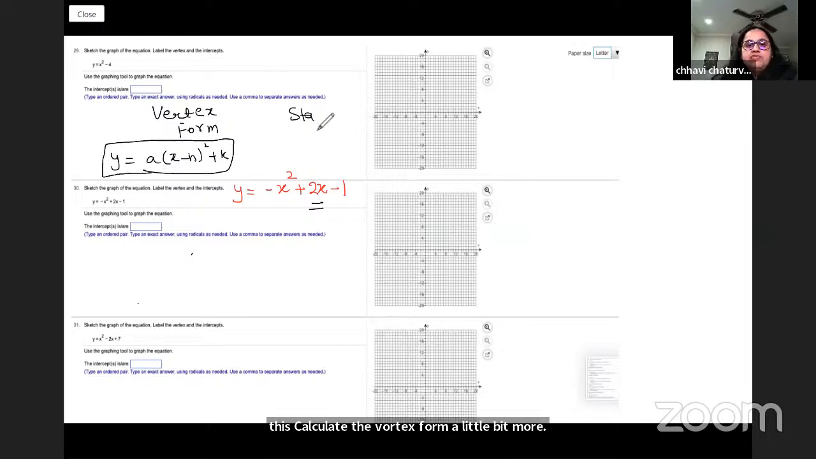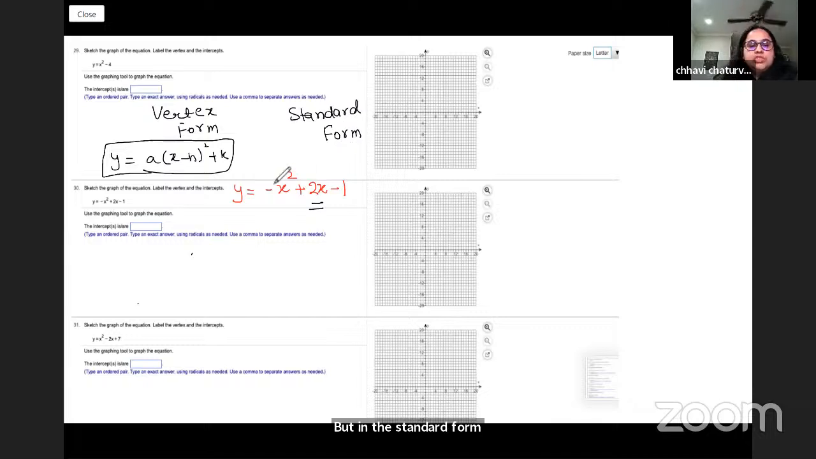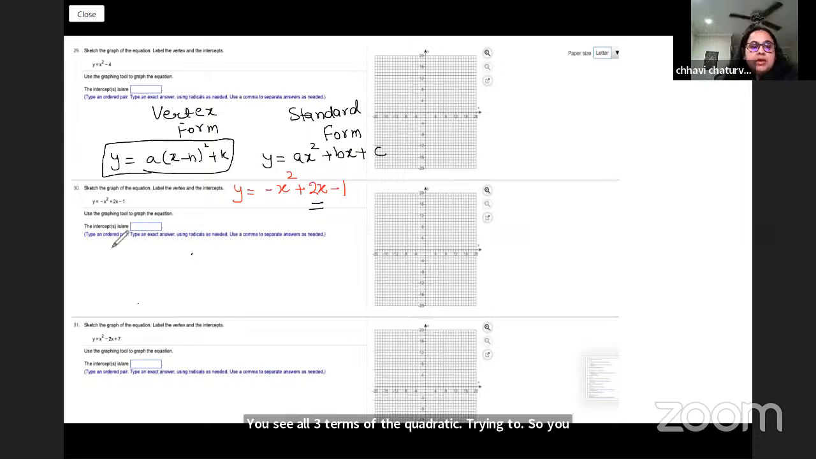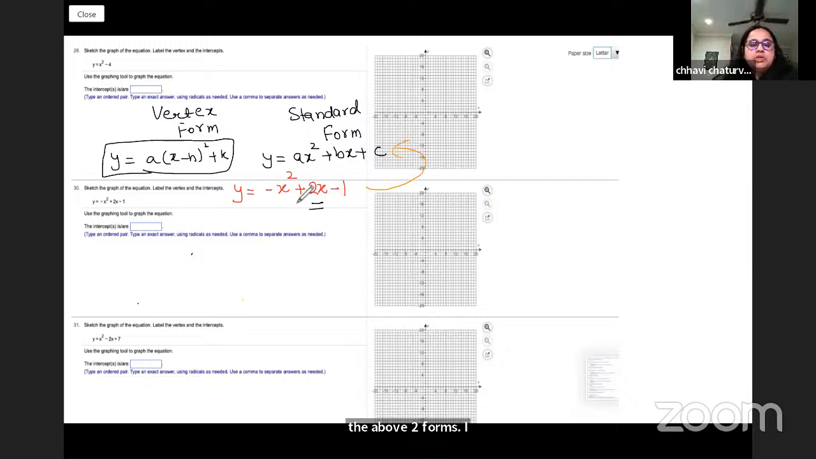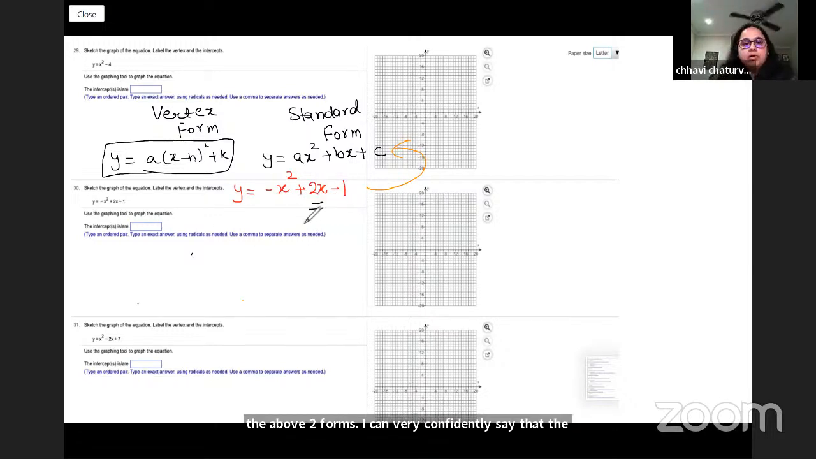But in the standard form, you see all three terms of the quadratic trinomial. So you see ax squared plus bx plus c. Now, if I have been asked to compare this equation with the above two forms, I can very confidently say that the given equation looks very much like standard form.